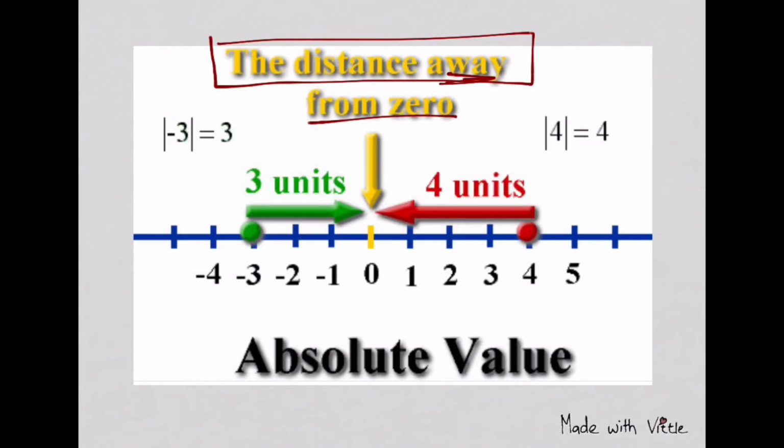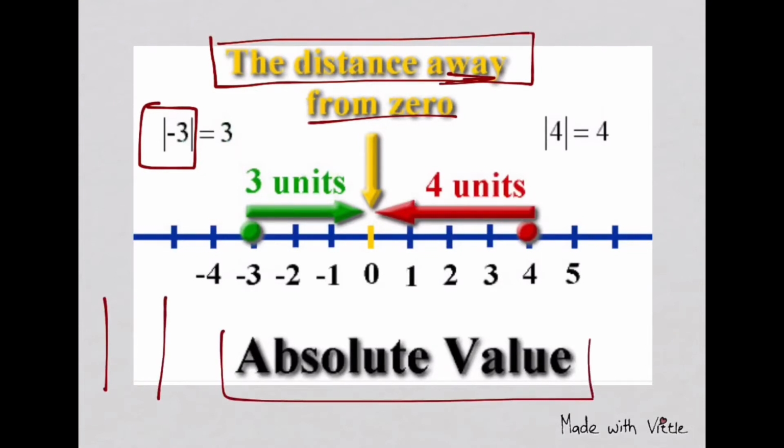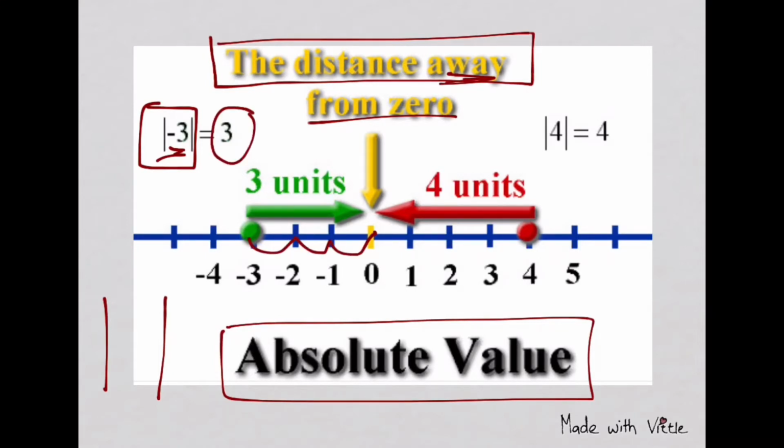For example, what is the absolute value of a negative 3? And you will usually see them inside the two vertical lines, meaning they're asking for the absolute value of that number, the spaces away from zero of that number. So a negative 3, if you look at it on a number line, it's 1, 2, 3 spaces away from zero. Therefore, the answer is 3.